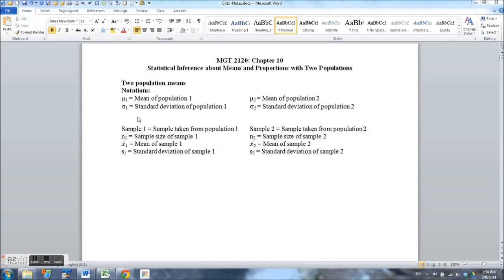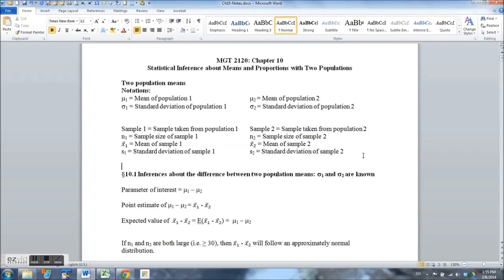The first sample is from the first population: n sub 1 is the sample size, x bar sub 1 is the sample mean, s sub 1 is the sample standard deviation. Sample 2 is from population 2: n sub 2 is the sample size, x bar sub 2 is the sample mean, and s sub 2 is the sample standard deviation.